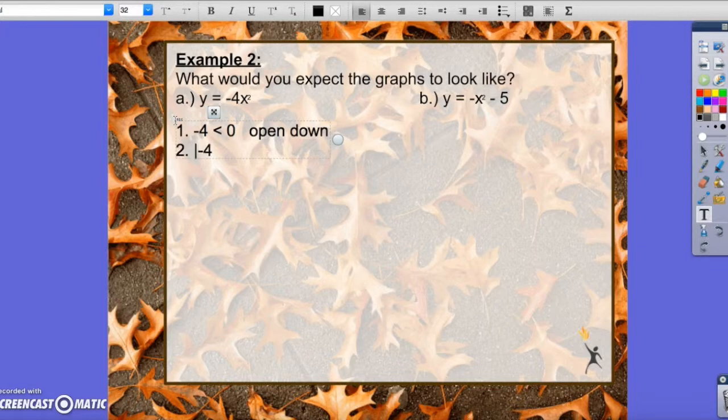Next part, we have to do the absolute value of a. Remember, once again, a is in front of the x squared, which is 4. So it's always positive. 4 is greater than 1, so it's narrower. And then c, I don't have any number. You see how there's no b or c? c is just going to be 0. So my y-intercept would be 0.